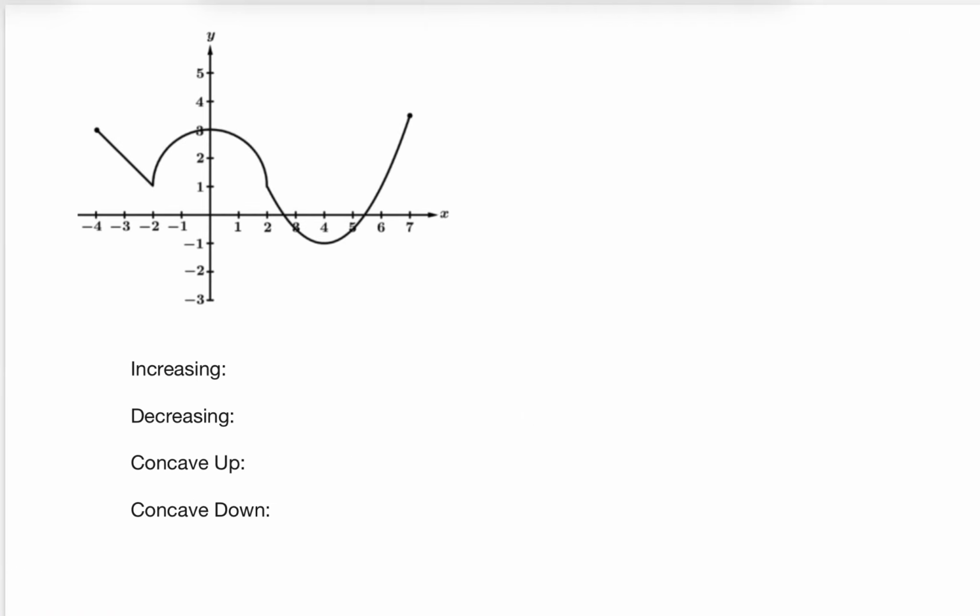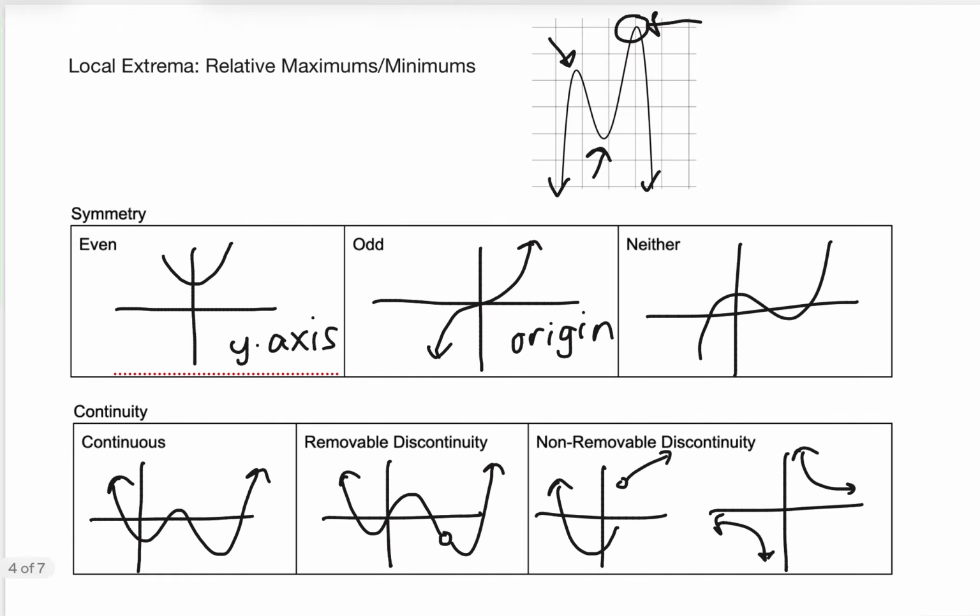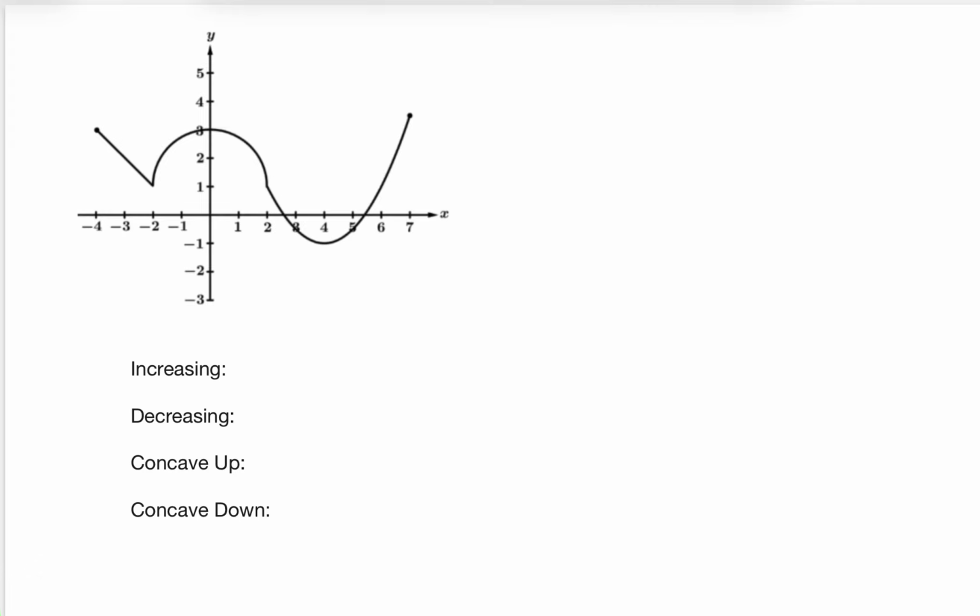So our last, not our last example, but kind of putting all this together. So talking about the different intervals where this is increasing, decreasing, concave up, and concave down. So if we start with increasing, we're looking for our graph to be going up from the left to the right. So I just start here on the left, start here, and I work this way.